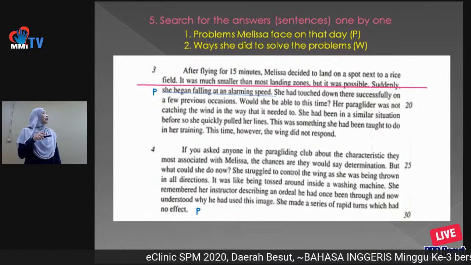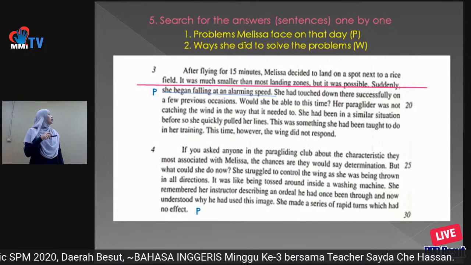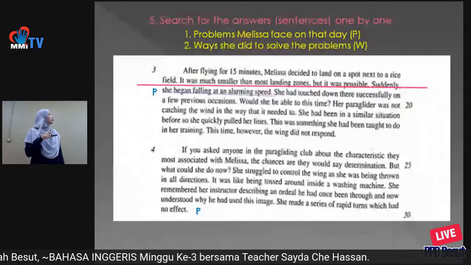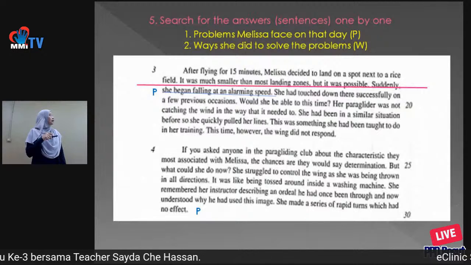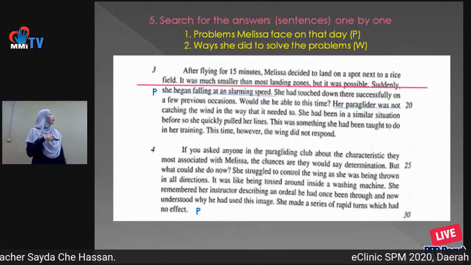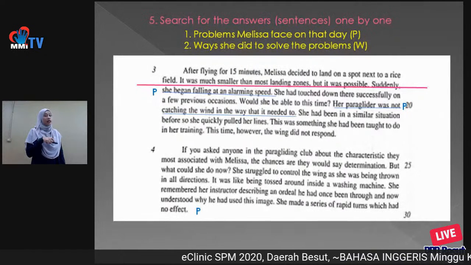Would she be able to this time? Soalan pun bukan. Her paraglider was not catching the wind in the way that it needed to. Wind ni maksudnya angin. Okay, paraglider dia tidak tangkap angin. Okay, so tu problem lah. Okay, we underline like that, and I write P.